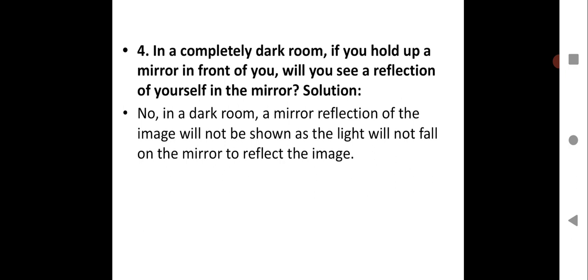So what is the major criterion for the image to be formed in a mirror? The reflection of light. In a dark room there will be no light and there will be no reflection, so the image will not be formed. This is very simple. I hope it is very clear to you all, and please write and draw the necessary diagrams for the NCERT exercise in your notebook.